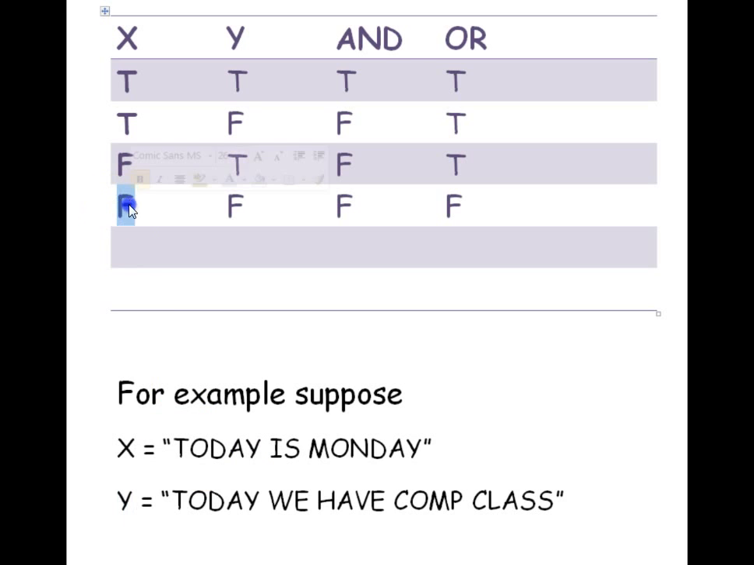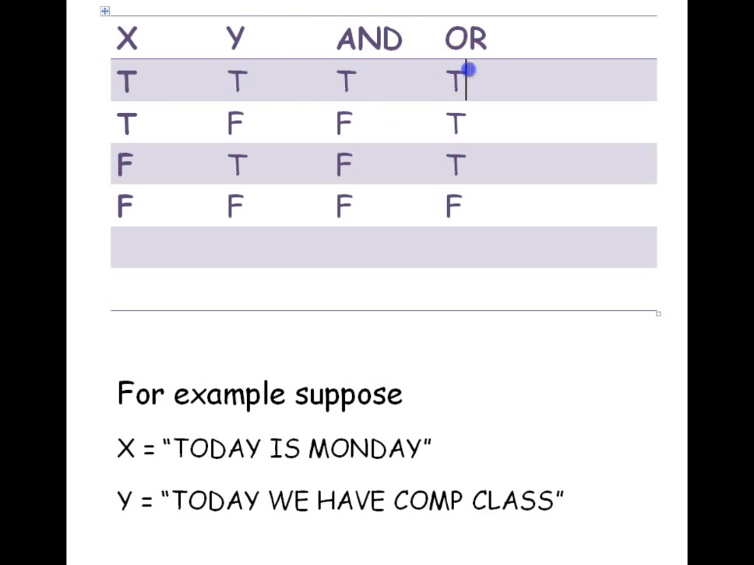So you would say that's false. Of course, if they're both false, if it's not Monday and we don't have computer class, and I say today is Monday and we have computer class, that's obviously false. So when we use the connector and, then we get this pattern here where the only time that it's true is when both X and Y are true.